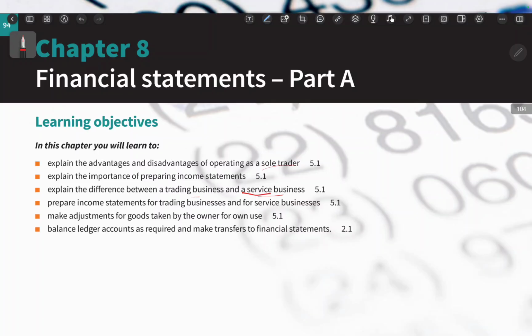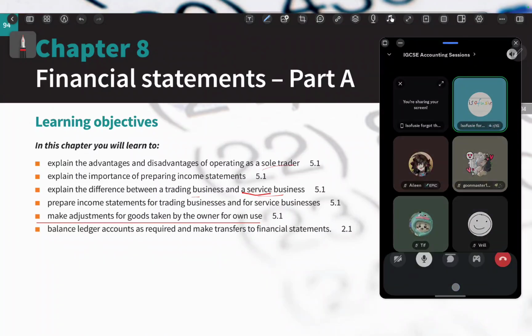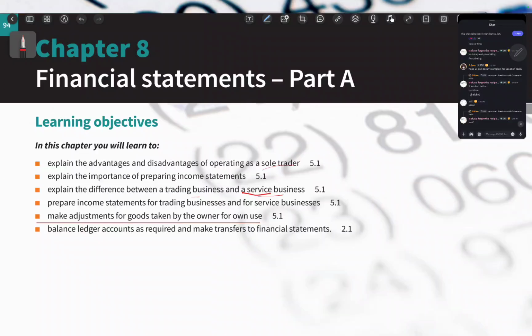Make adjustments for goods taken by the owner for own use. We already discussed this concept before, and it's the concept of drawings. When the owner makes drawings, you do adjustments to the capital and all. Balance ledger accounts as required to make transfers to financial statements.